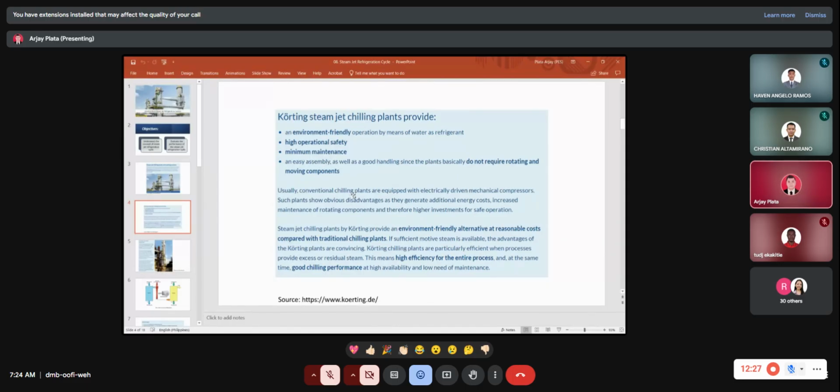as I have said, it does not require any rotating and moving components. So it is an environmentally friendly alternative at reasonable cost compared with traditional chilling plants. If sufficient motive steam is available, the advantages of Körting plants are convincing. In these steam jet chilling plants, we have high efficiency for the process and at the same time good chilling performance available.